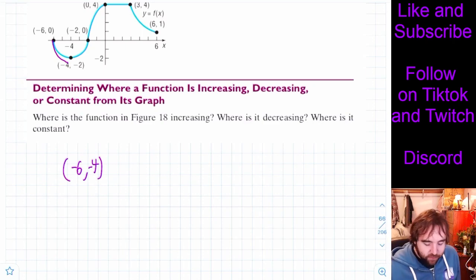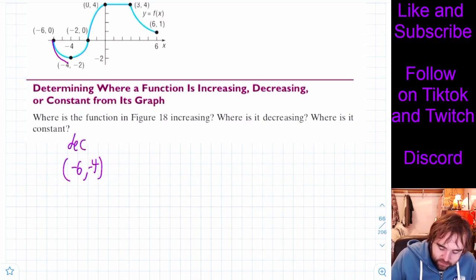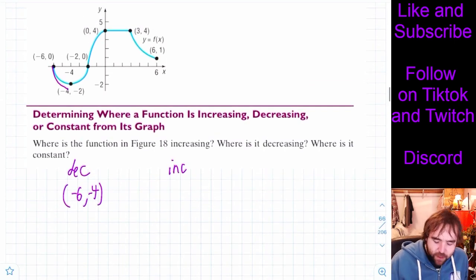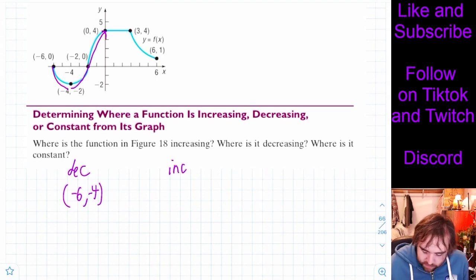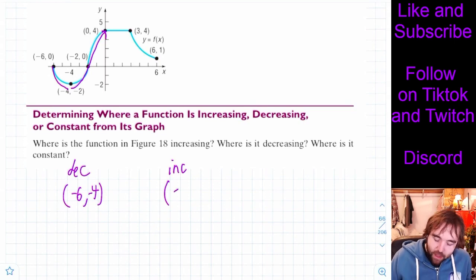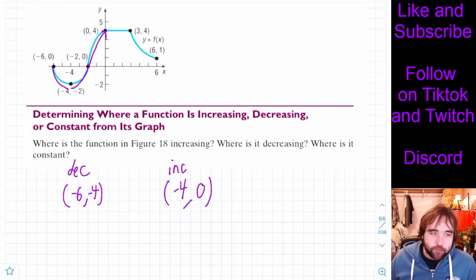From negative 6 to negative 4, it's definitely decreasing. At negative 4, it's flattened out, so it's not decreasing. So let's see, this will be our decreasing section. Our increasing, because then it starts increasing, right? And it actually increases all the way to 0. So this one is going to be that it's increasing from x equals negative 4 to x equals 0.